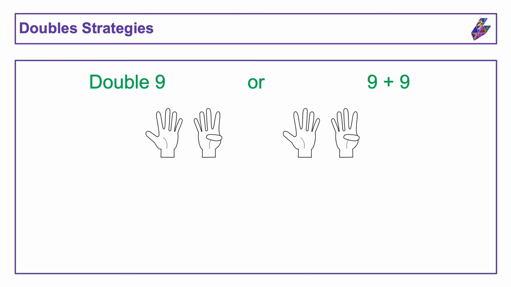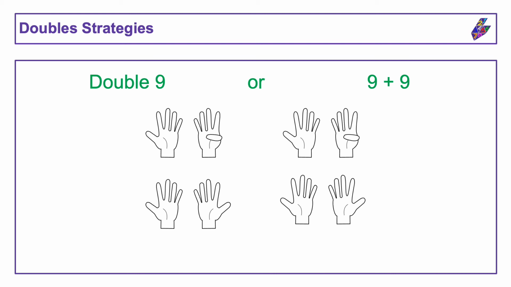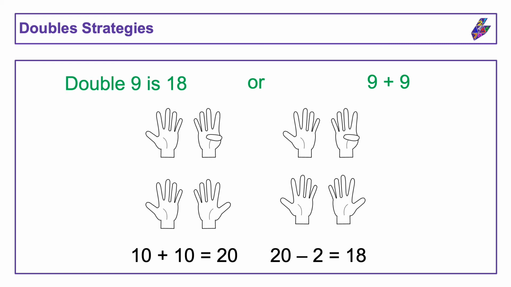Alternatively, you might have thought about it like this. 9 is quite close to 10. If I raise one more finger on each hand, it will show 10 plus 10. I know that 10 plus 10 is 20, but I need to remember that 9 plus 9 is actually 2 less than this, so I need to subtract 2 from 20. 20 minus 2 equals 18. This means that double 9 is 18, or 9 plus 9 equals 18.